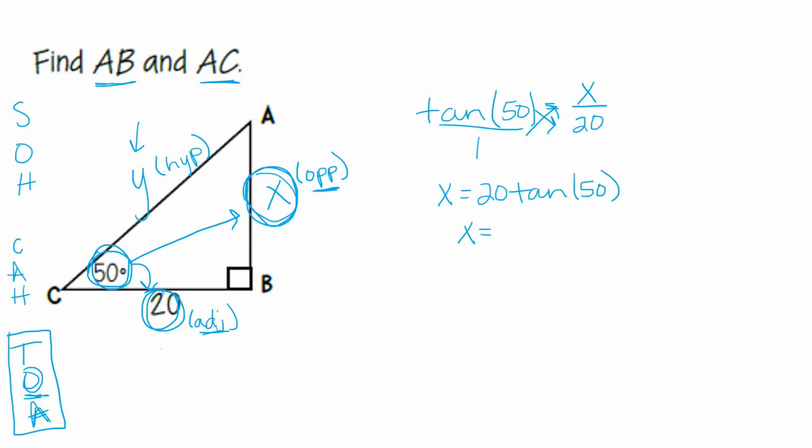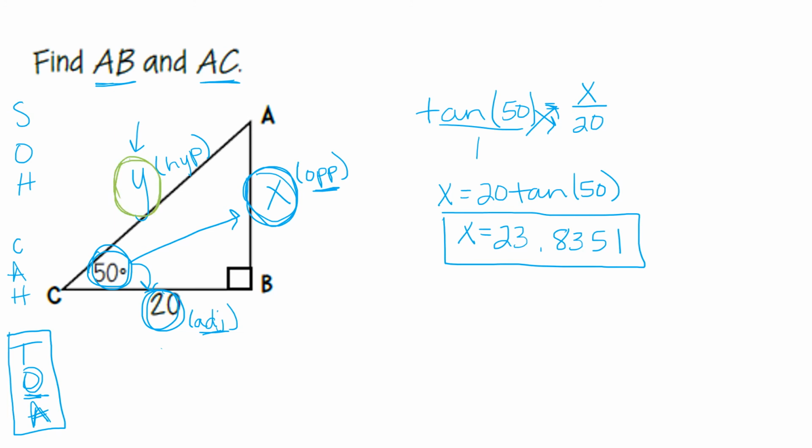X is going to equal, when you type that in, again, you'll hit 20, hit the tan button, and then you type in 50. You should get back 23.835. That 0 turns into a 1. And that's for X. Now when we solve for Y, okay, let's look at Y.